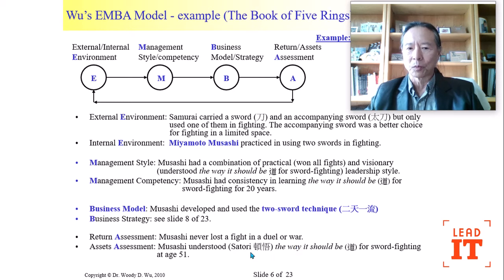Here are two terms. One is Satori. This is suddenly I understand. And one is the Tao, the way it should be for sword fighting, at age 51. Gradually, then suddenly, he understood this is the way it should be for sword fighting.